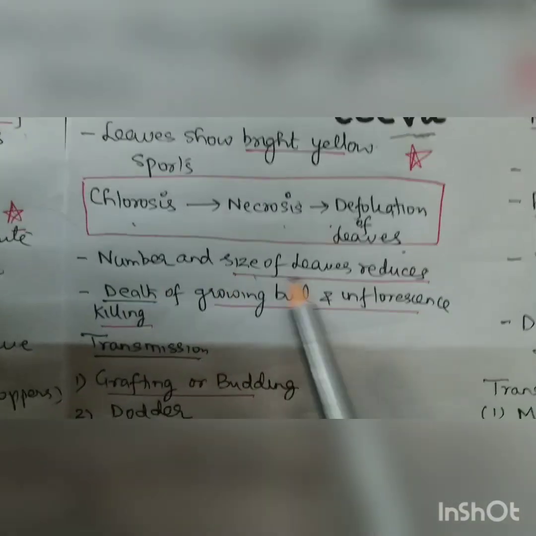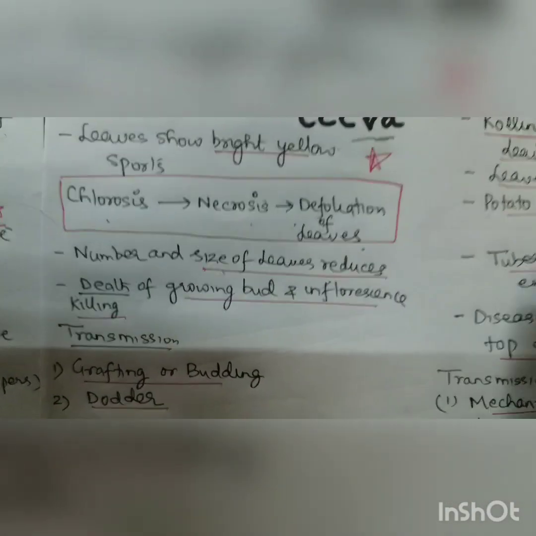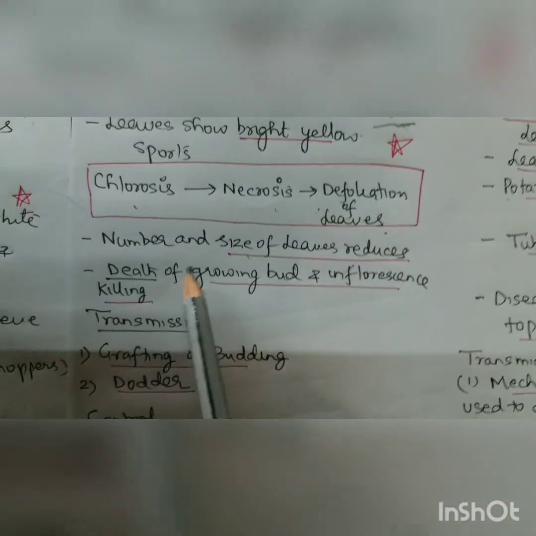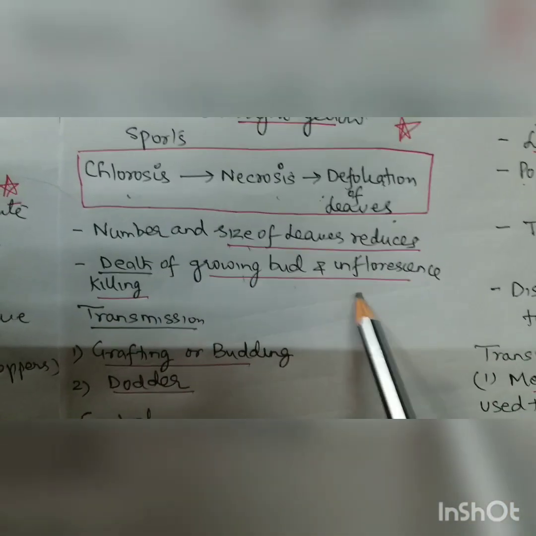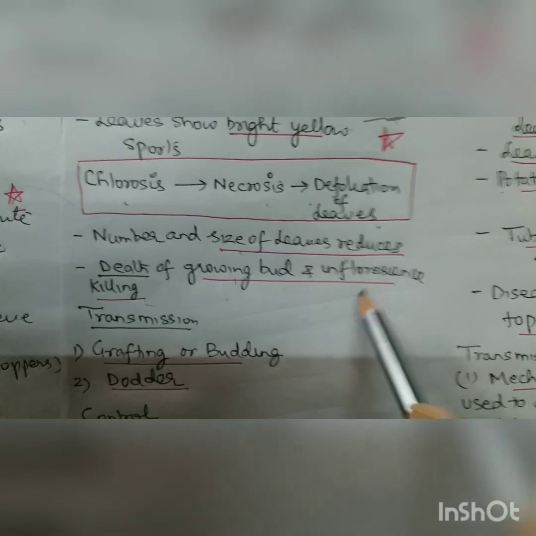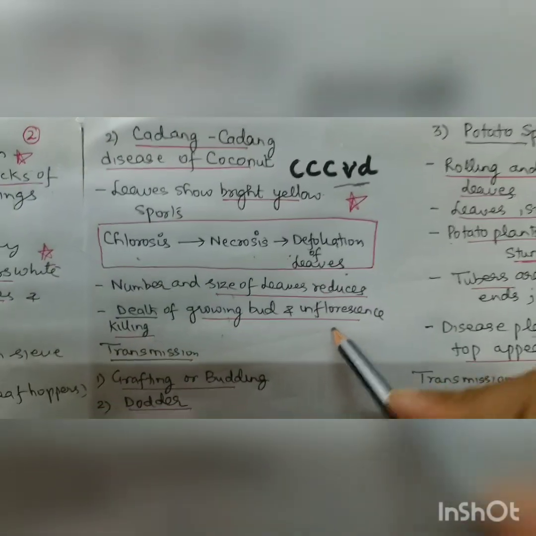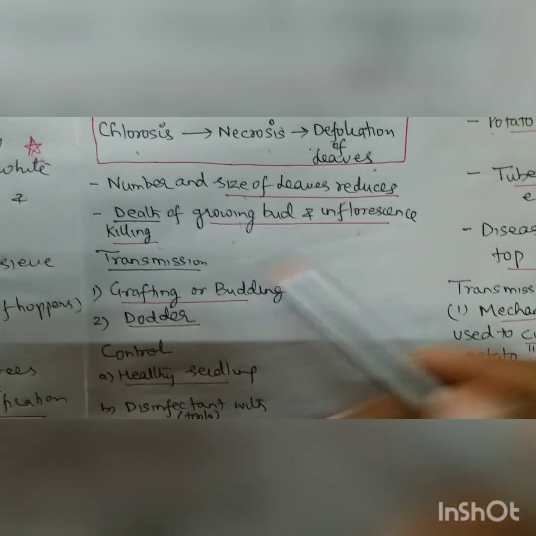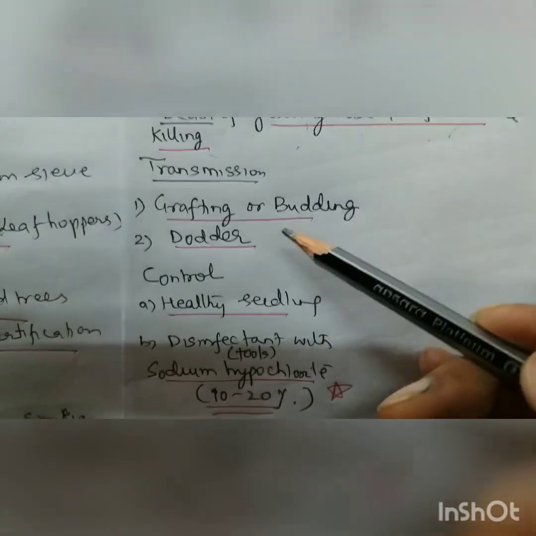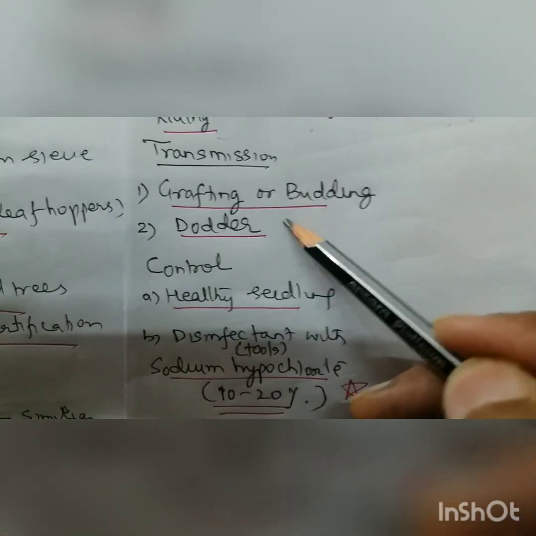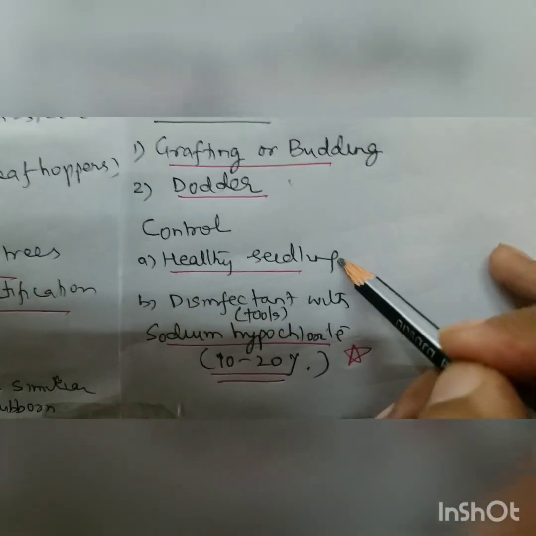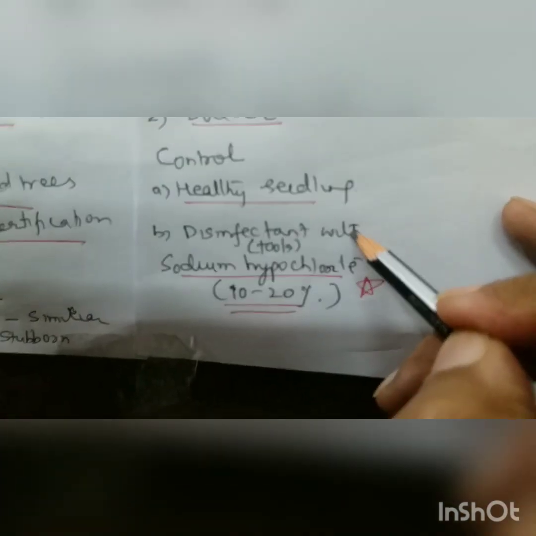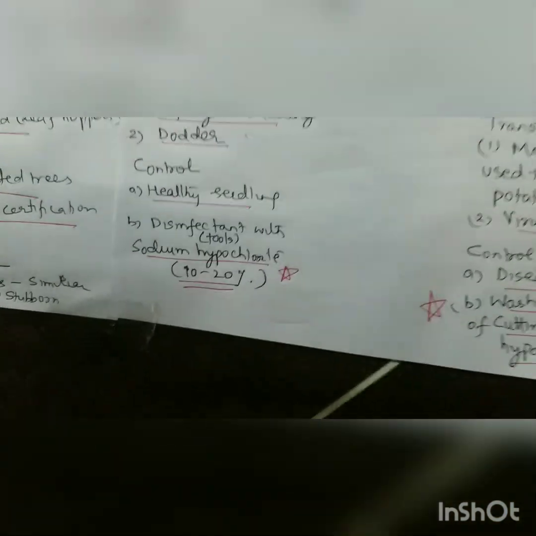So the number and size of leaves also reduce because the leaves curl, and it results in the death of the growing bud and inflorescence. If the inflorescence is not there, then we don't have fruiting. Transmission is the same, that is grafting and budding and through dodder, and the control is the same: healthy seedlings, and disinfection of tools with sodium hypochlorite 10-20%.